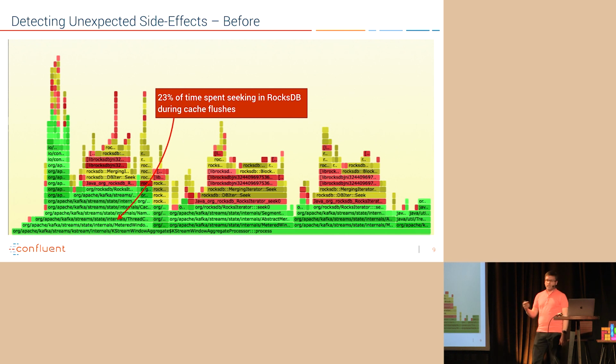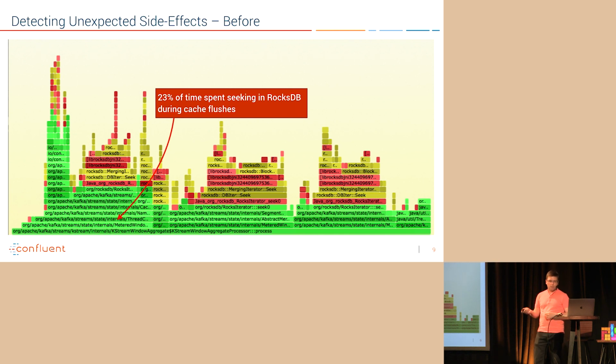And this was something completely non-obvious. There was some very inefficient code being called in the cache flushes in Kafka Streams, which is basically calling, as you can see here, a seek operation in RocksDB, which could have easily been done as a get and put, which would have been much more efficient. But this code path was not obvious because it was deep inside the library. It would only be triggered when this cache was flushed.